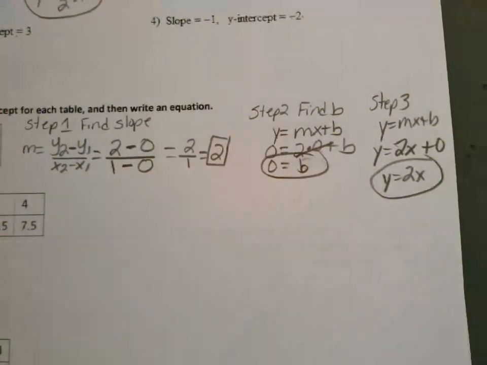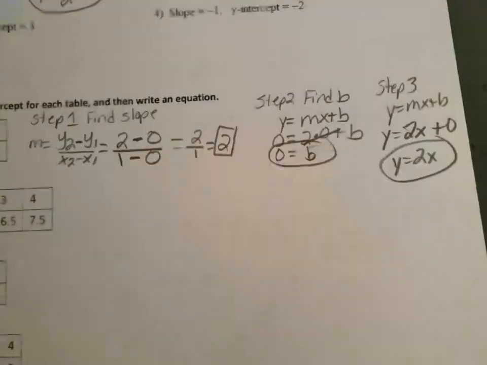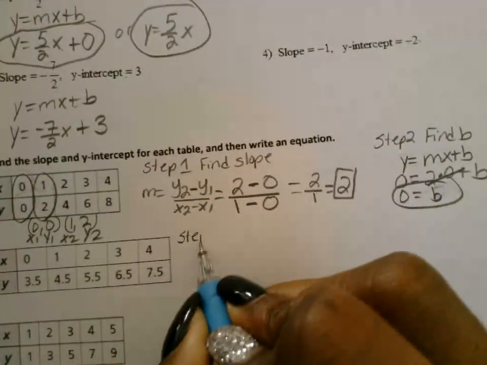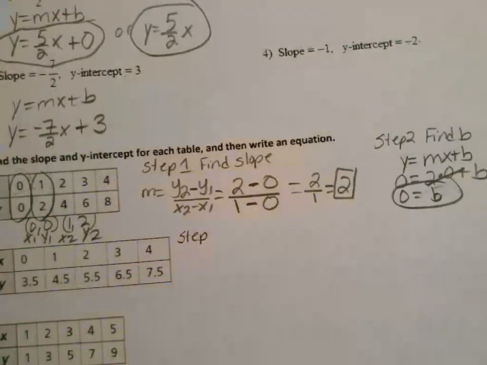All right, so I'm going to do number 2. Let's do the next one. We're going to do this again. Step 1 is to find the slope. Pause real quickly.